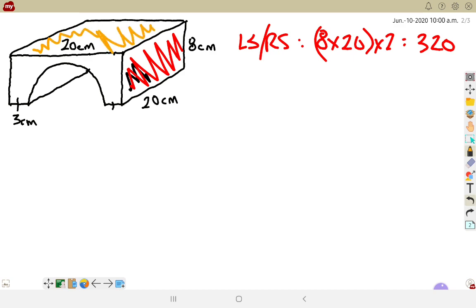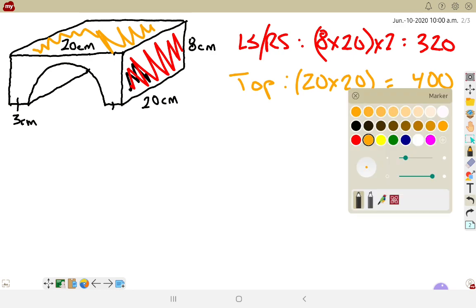Okay, so the top here is 20 by 20, and I'm only going to do the top, and we're going to look at why in just a second. I'm only going to do the top to get 400. The bottom is going to look different, and I'll show you why in a sec. Then we'll do the front and the back.